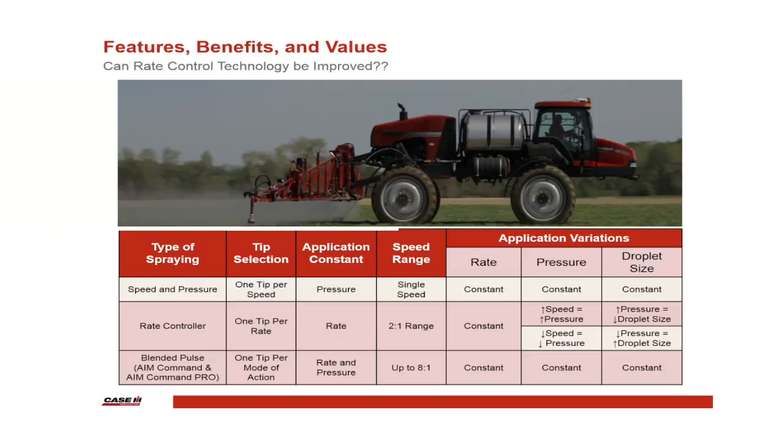This was the first application system that allowed operators to be at the correct rate, pressure, and droplet size through an extremely wide 8-to-1 speed range. Rate controllers were good when we achieved our target application speed, but speeding up to that speed and slowing down from that speed, whether it was at the end of the field going through a waterway or any other reason to change speed, rate controllers would suffer. Blended Pulse technology, or AIM Command and AIM Command Pro, fix these potential issues with any rate-controlled sprayer.